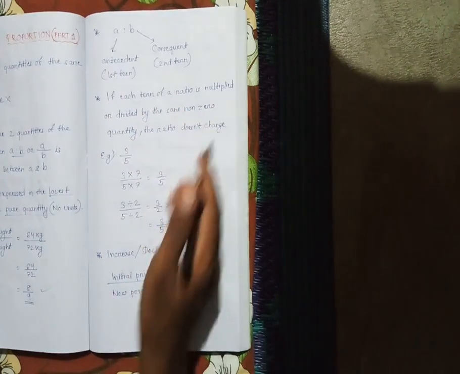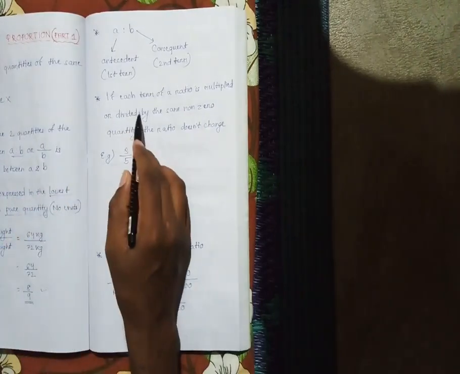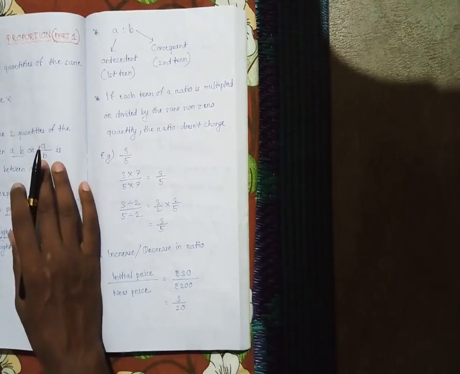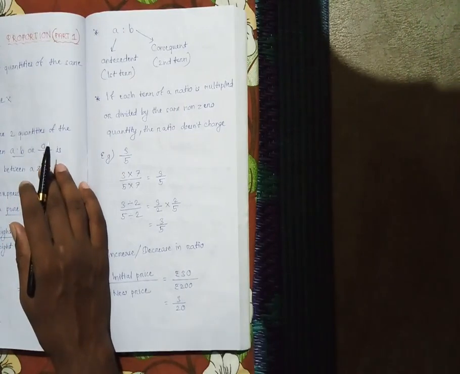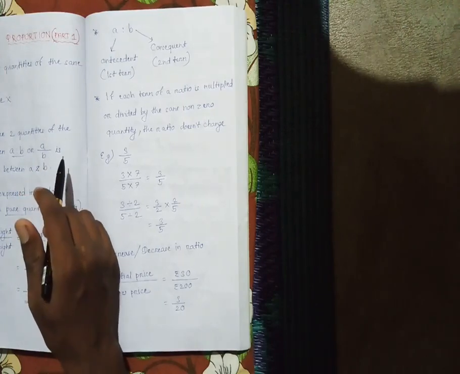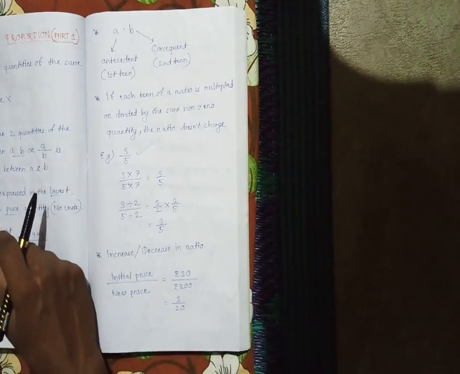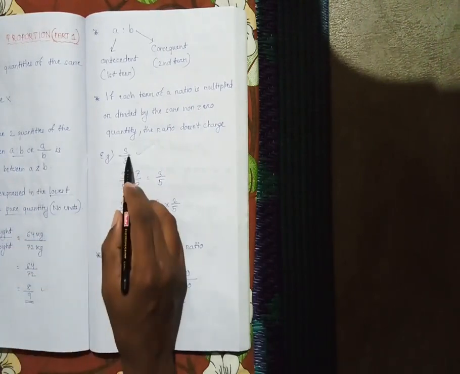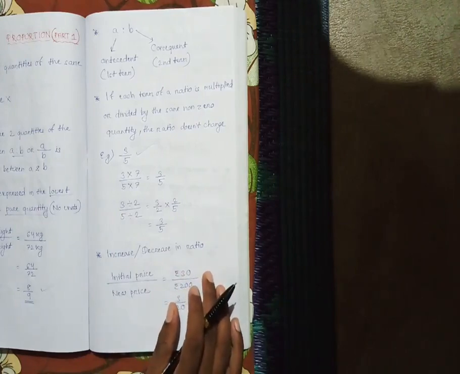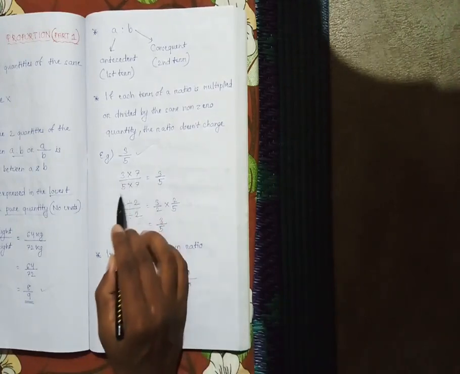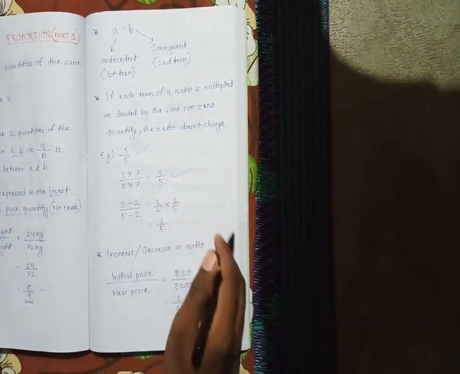Now there is an important concept. If each term of a ratio is multiplied or divided by the same non-zero number, then the ratio doesn't change. Let us take an example and verify. Suppose there is a ratio 3 by 5. Now 3 is the first term, 5 is the second term. Let us multiply 7 with both the terms. 3 into 7 by 5 into 7. Again we will get 3 by 5. So the ratio did not change.